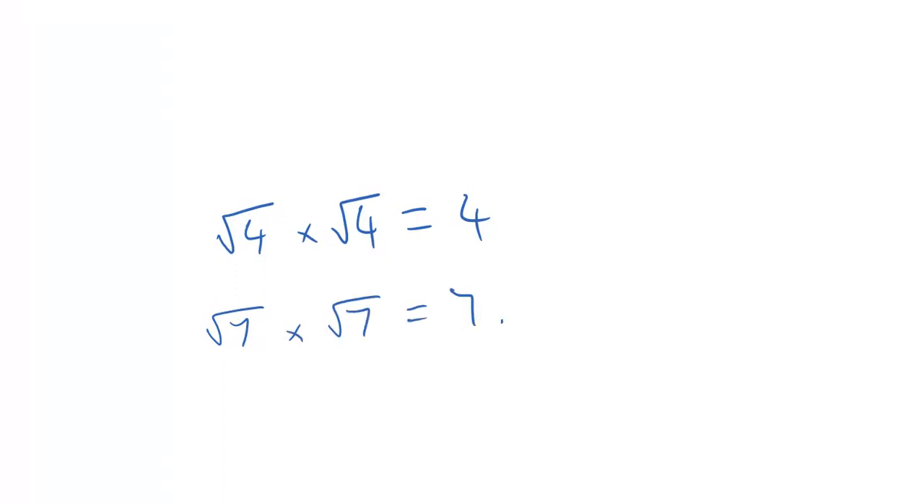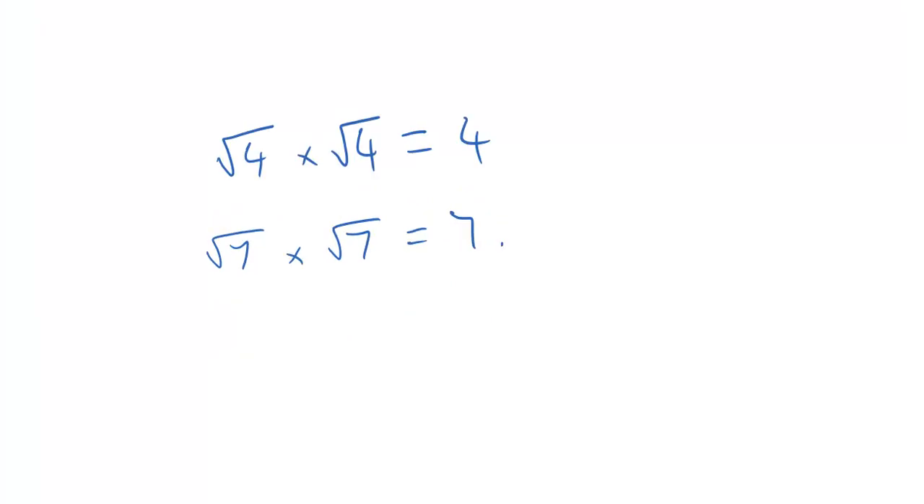If I have the square root of 4 multiplied by the square root of 4, that is going to be 4. It's one of those rules, right? The square root of 7 multiplied by the square root of 7 is going to be 7. But we can go a little bit further than that.